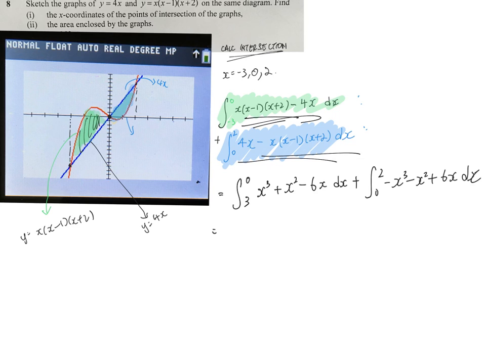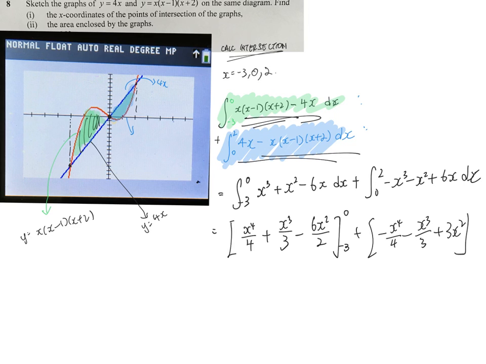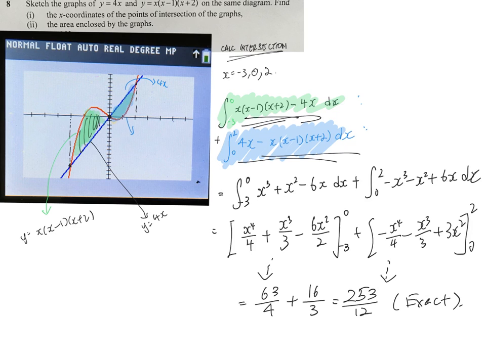Next, this gives me x to the 4 over 4 plus x cubed over 3 minus 6x squared over 2, from negative 3 to 0, plus the integral of minus x to the 4 over 4 minus x cubed over 3 plus 3x squared, from 0 to 2. Just solve this out by yourself. This equals 63 over 4 plus 16 over 3, which equals 253 over 12. This is the exact value.